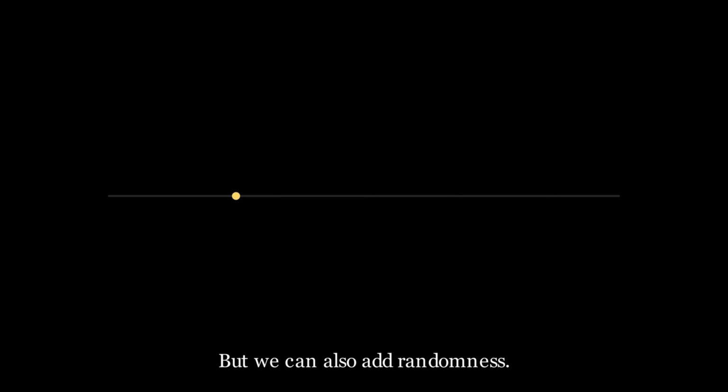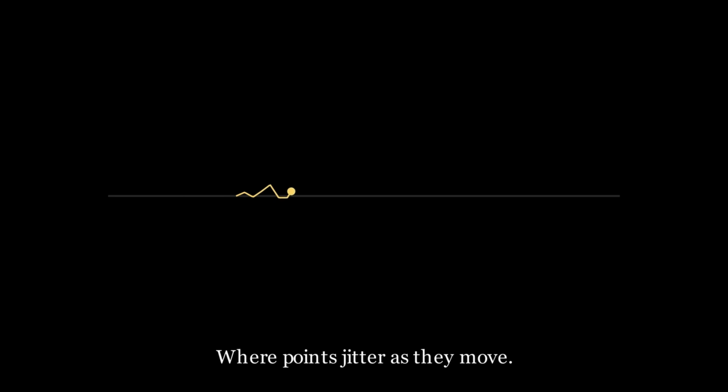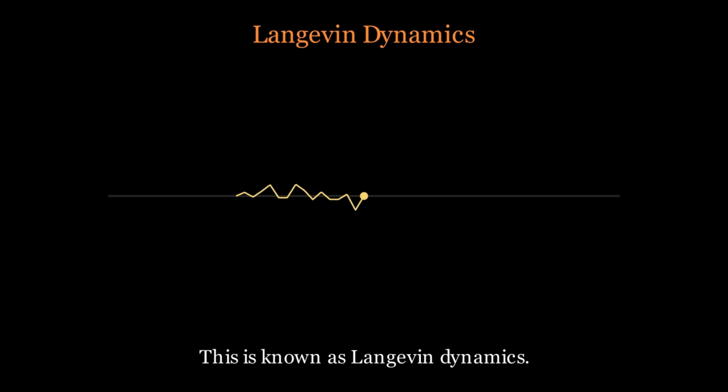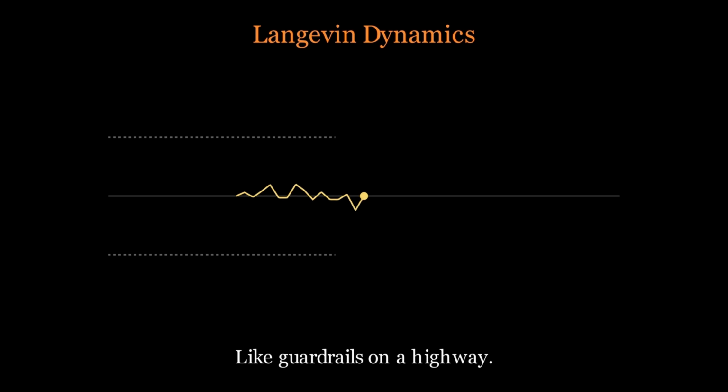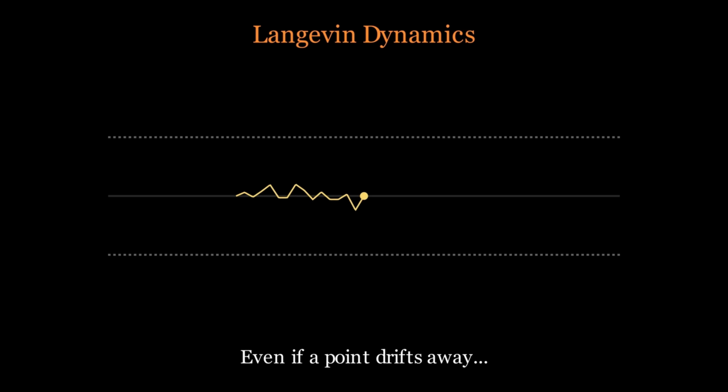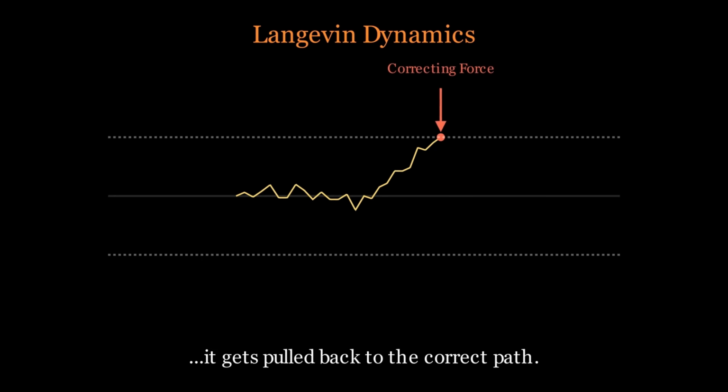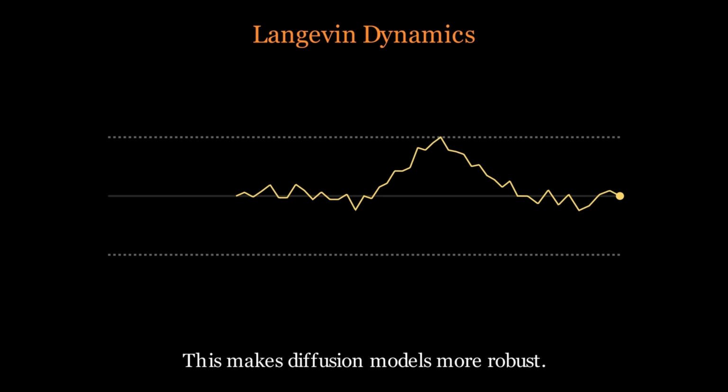So far, we followed the smooth paths. But we can also add randomness. This turns the system into a stochastic process where points jitter as they move. This is known as Langevin dynamics. It adds noise, but also a correcting force, like guardrails on a highway. Even if a point drifts away, it gets pulled back to the correct path. This makes diffusion models more robust, but also slower.